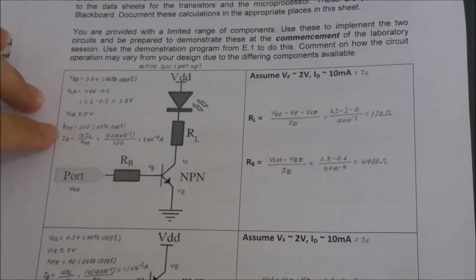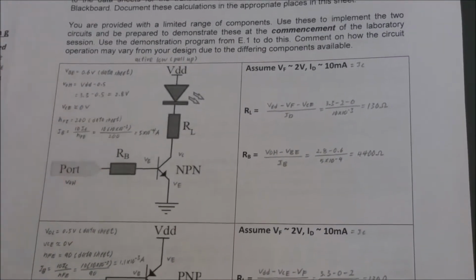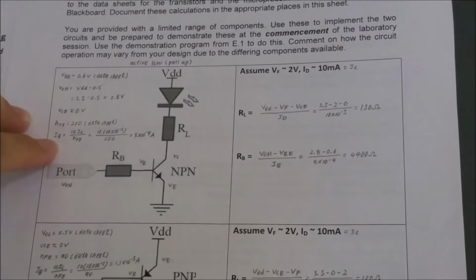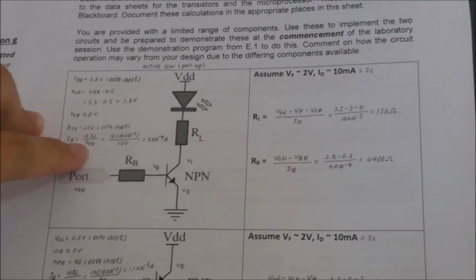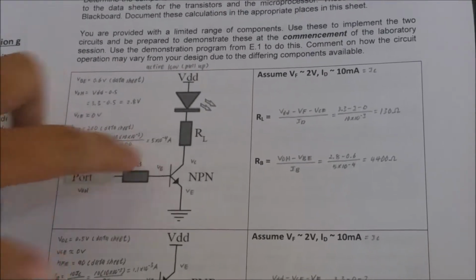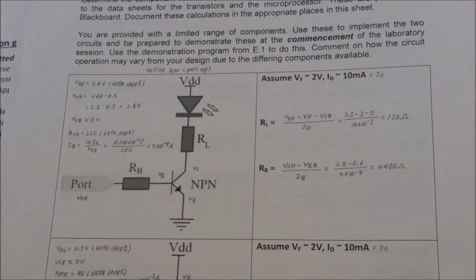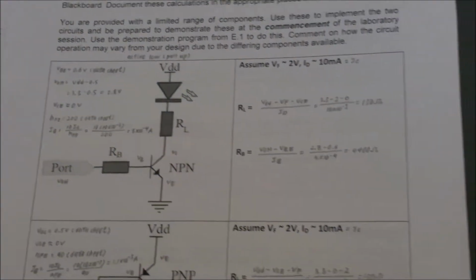And the HFE is also given as 200 from the datasheet, and then IB, by using the formula IC divided by the HFE, is equal to 5 times 10 to the power of negative 4 ampere. So this is the schematic. So now moving on to the circuit board.